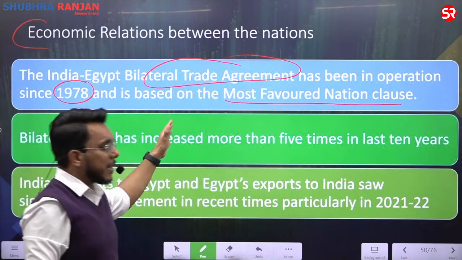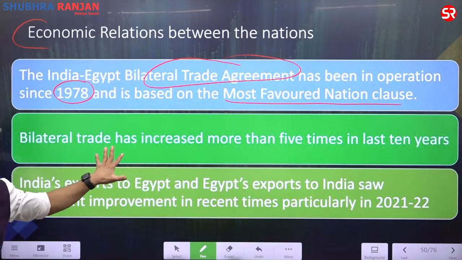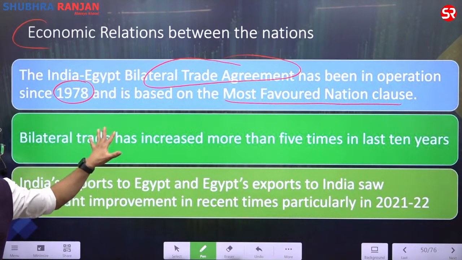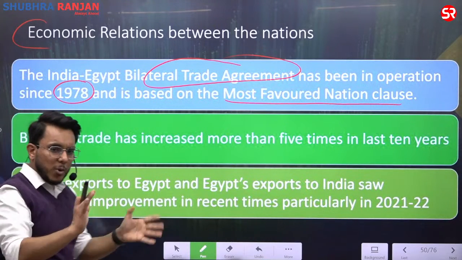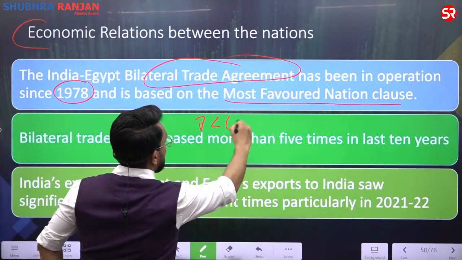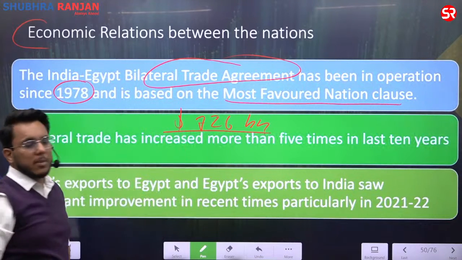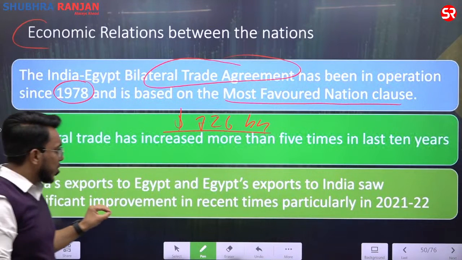So, most favored nation clause has been operational since 1978, which has helped in enhancing the economic ties between India and Egypt. But to be very frank, bilateral trade is not very high. In 21-22, around $7.26 billion bilateral trade was there between India and Egypt. Not good, but decent hai. Waisa bahut acha nahi hai, lekin we have seen this particular thing.